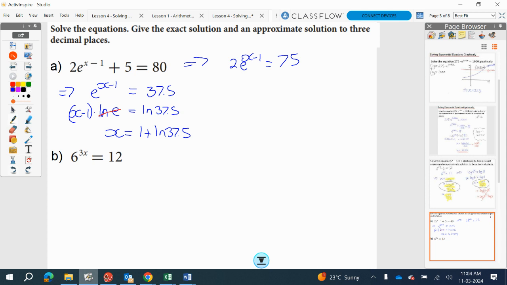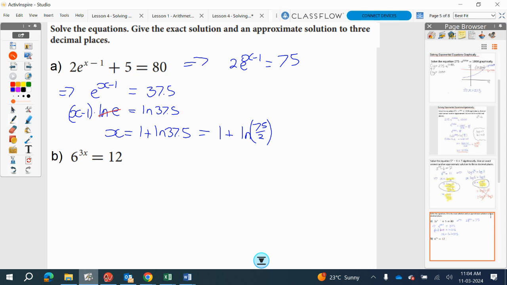I think if you're dividing 75 by 2, it might be quicker to go for it. Because what she's asking is simplest possible form, 1 plus ln 75 over 2. I probably would accept that. It depends on my day. If I was upset in the morning, then no.